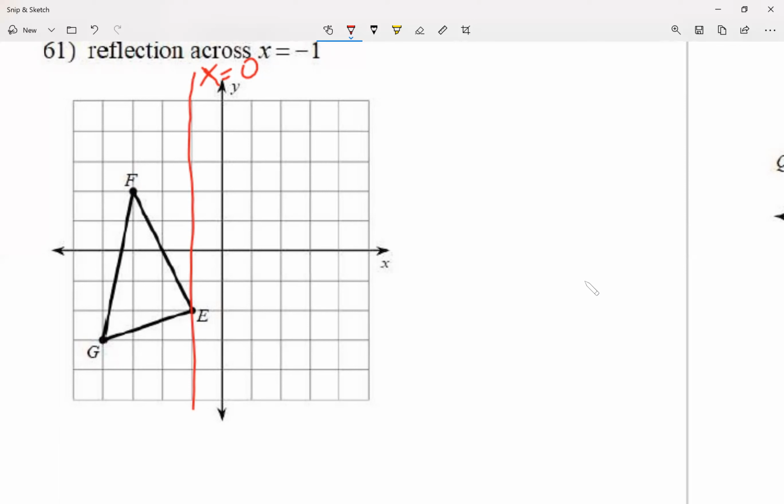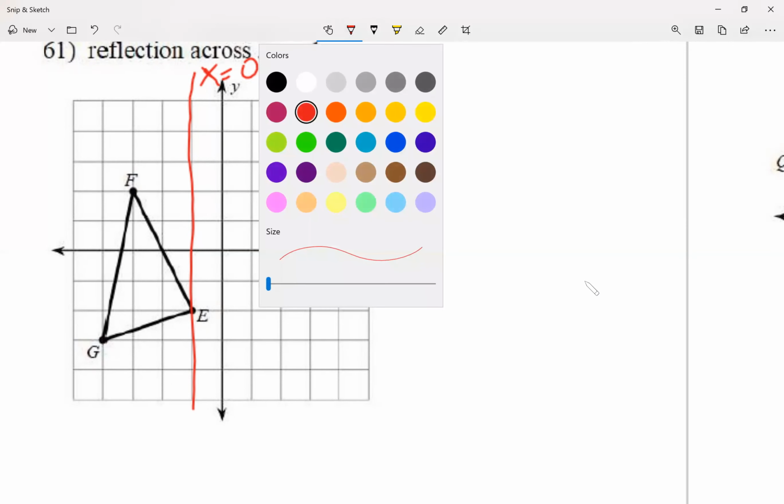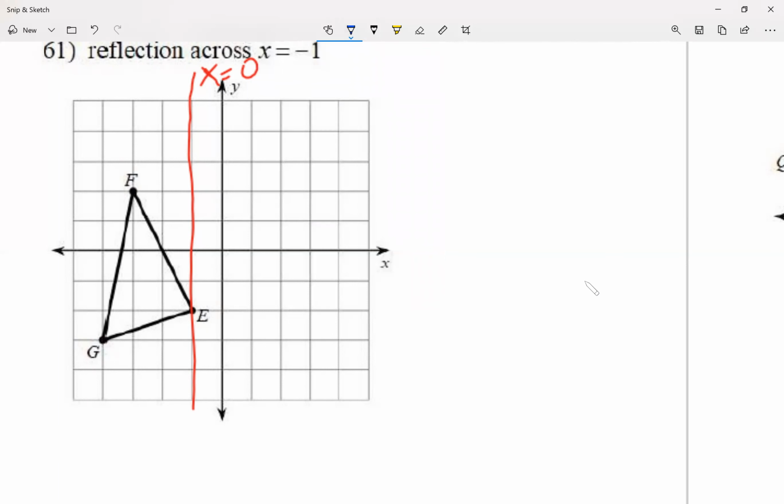I move to the left because on the x-axis, to the left you go negative, to the right you go positive. So x equals -1 looks like that. That's the mirror line. Now let me reflect everything from one side to the other. Let me take a look at my point F. I count how many spaces my F is from the mirror line. It's 2 spaces. So let me count 2 spaces on the other side. Notice I start counting from the mirror line. So there's my point F prime.